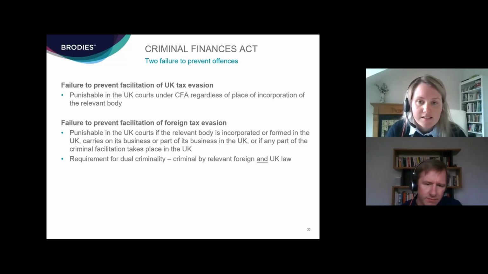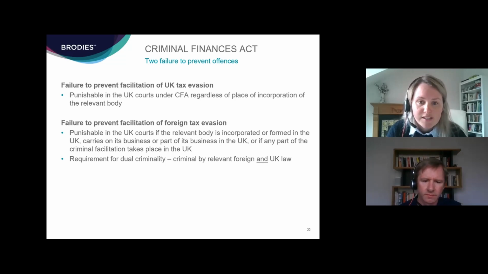And this is an offence where the conduct involves tax evasion on UK revenue. So it's UK conduct and it's a fraud on the UK revenue. And that offence is punishable in the UK courts under the Criminal Finances Act, regardless of the place of incorporation of the relevant body. So where the offence is a fraud on the HMRC, the UK courts have jurisdiction, and UK authorities can prosecute that in the UK.